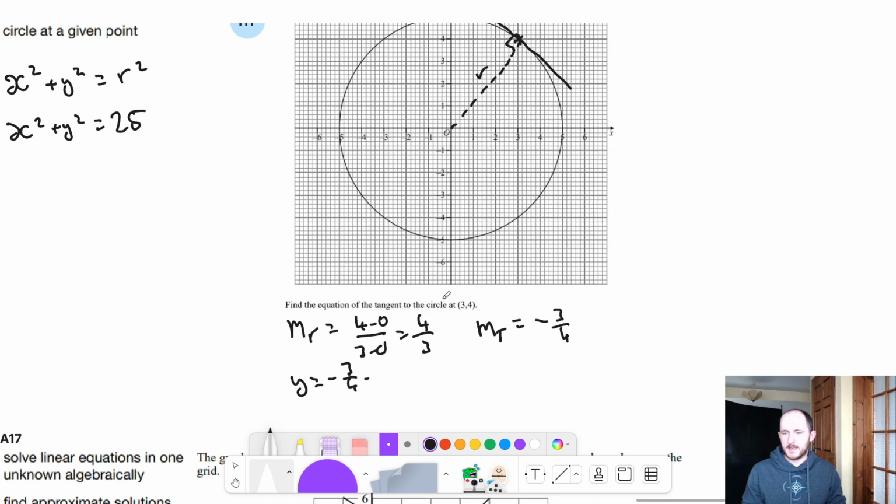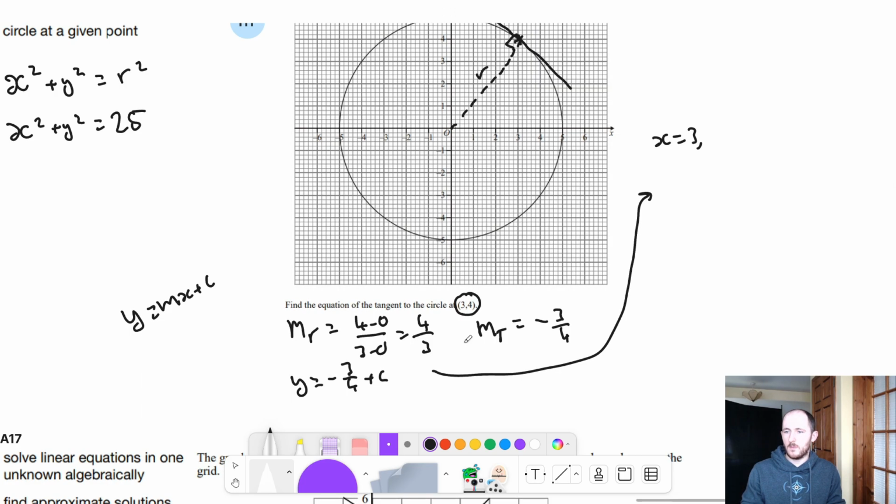Okay, so my equation of the tangent now is y equals minus 3/4 x plus c. Why? Because remember the equation of a straight line is y equals mx plus c. Now if you notice, they give me a set of coordinates, so I can sub those in. I'm going to do this all the way up here just to give myself some more space. So x is equal to 3, y is equal to 4.